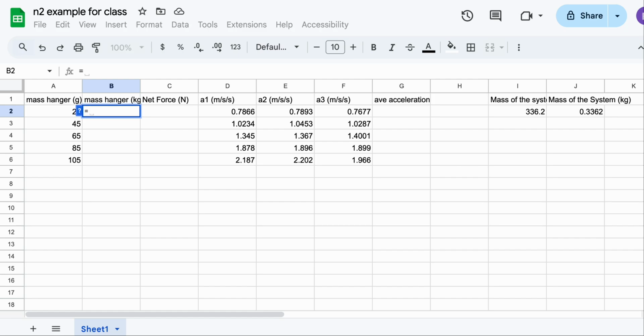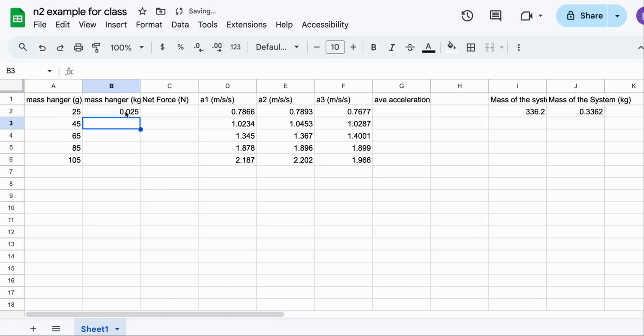To do that, we can take the masses and calculate them from grams to kilograms. How many grams are in a kilogram? 1,000, you say? To do that, go ahead and click equals in the cell that you want to do that. And then we want to take that original 25 grams, which selects cell A2, and you're going to divide that by 1,000 because there's 1,000 grams in a kilogram.